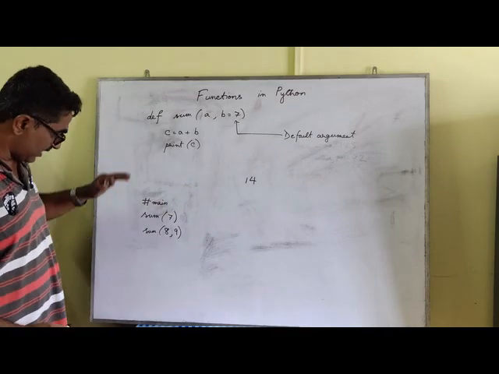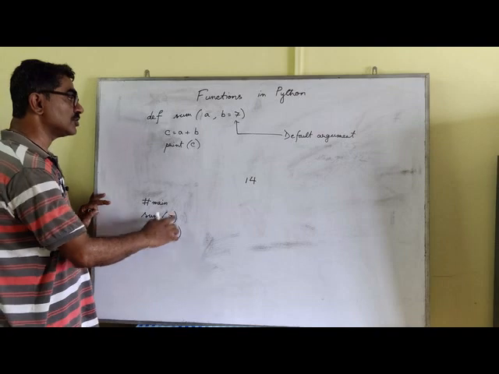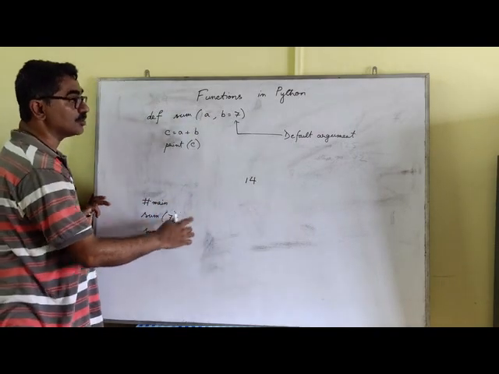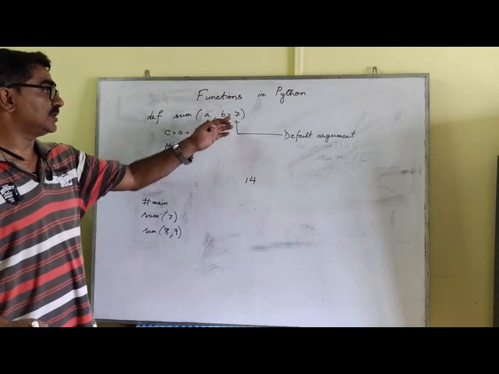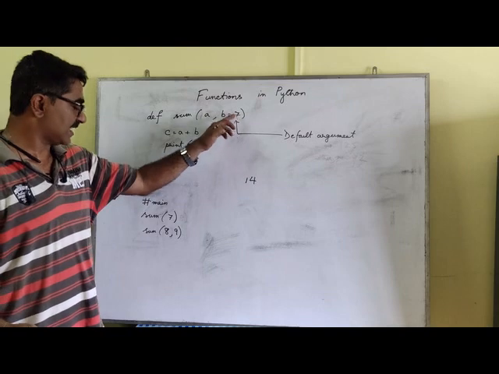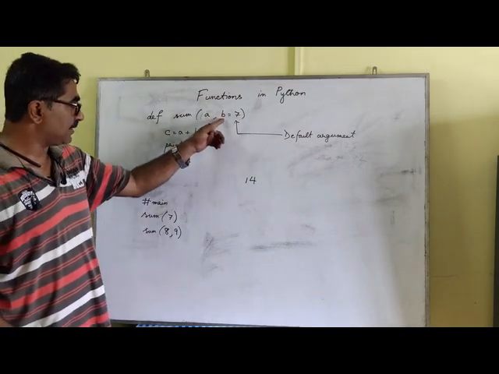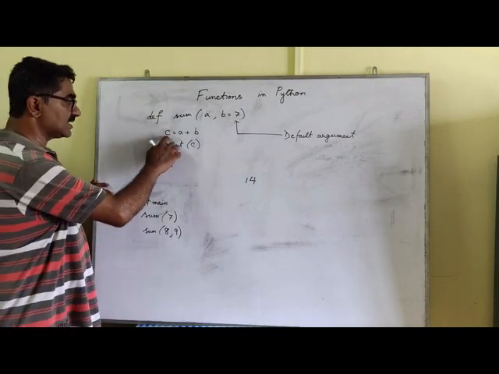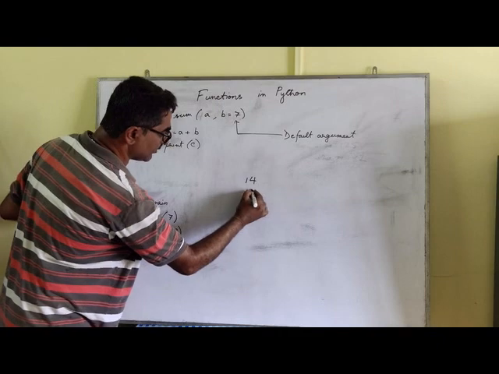Now look at the second case. After that it comes to the next line. Sum 8 comma 9. So 8 goes to variable a and 9 goes to variable b. So now the value 9 is going to override the default argument. That means b is no longer 7. It's going to assume the value 9. So a is 8 and b is 9. Now c is equal to 8 plus 9, that is 17. So print c, it's going to print 17.